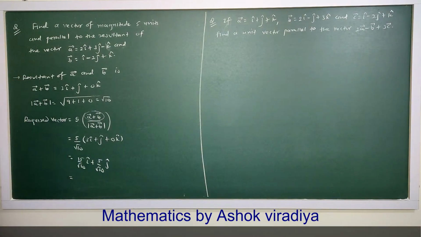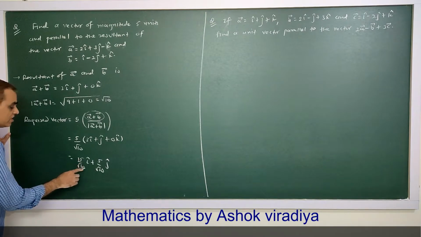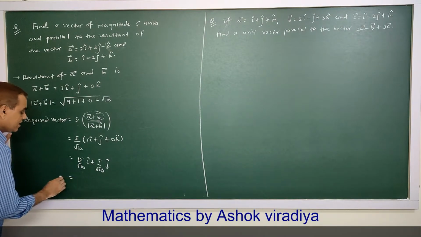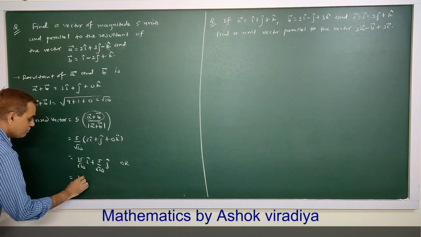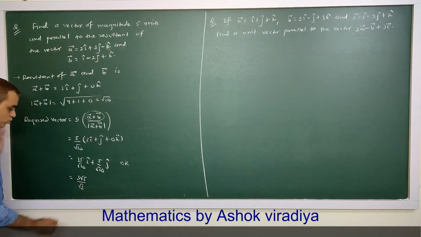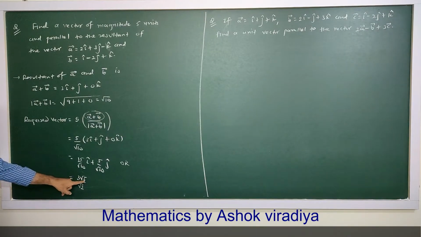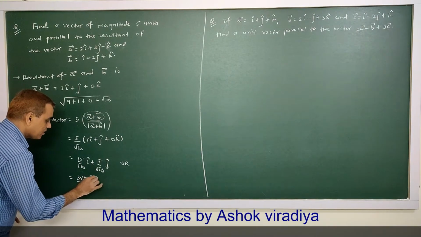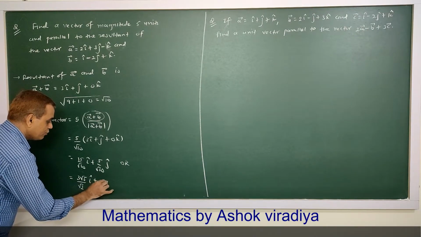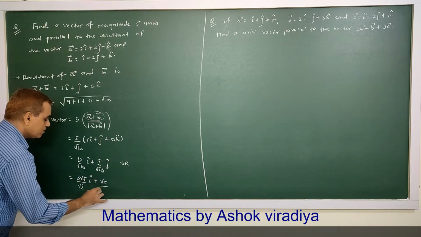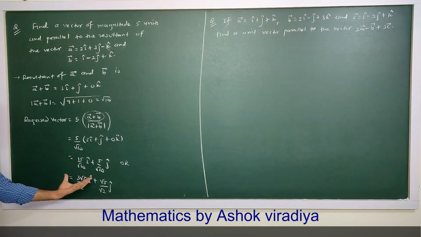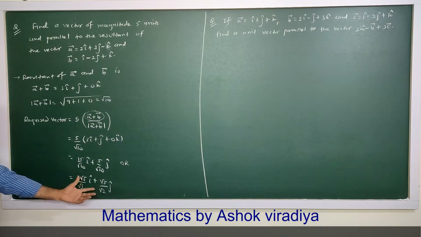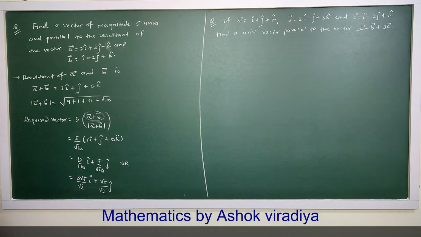We can simplify it more. So for which here root 5. So it can be simplified as 3 root 5 upon root 2, dividing by root 5, root 5 times i plus root 5 upon root 2 times j. So this vector can also be expressed in this different form. So this is the required vector.